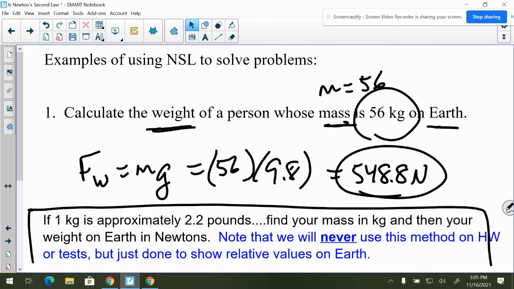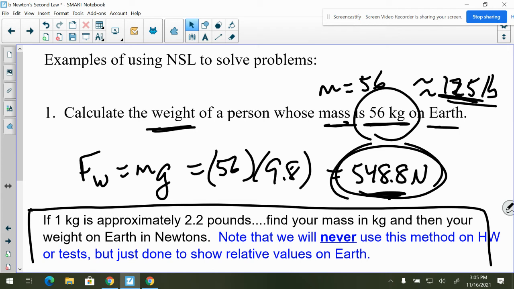So this person, 56 kilograms, and again, a kilogram is about 2.2 pounds, so this person is about 125 pounds. And that's probably a number that's similar to many of you, not me anymore. So here's the English weight, 125 pounds, but here's the metric weight, almost 550 newtons. So that's the other thing you need to know, how to calculate the weight of an object. We're going to do that quite a bit this year.